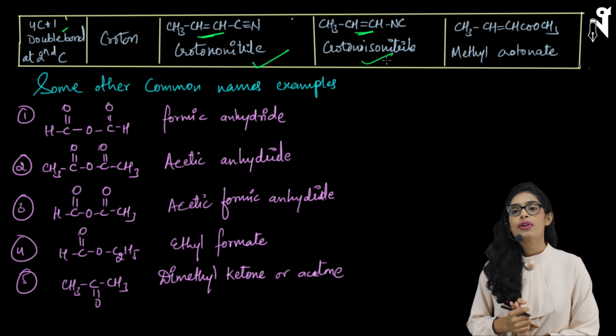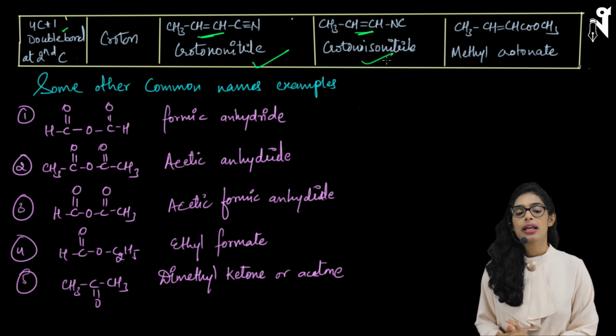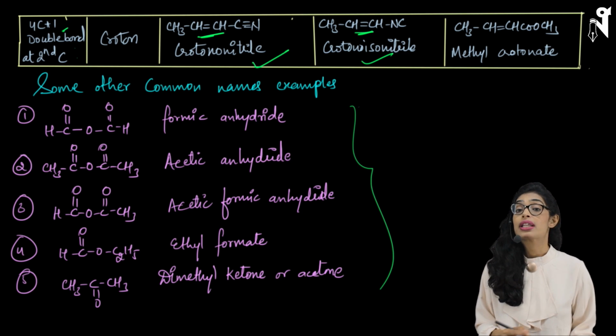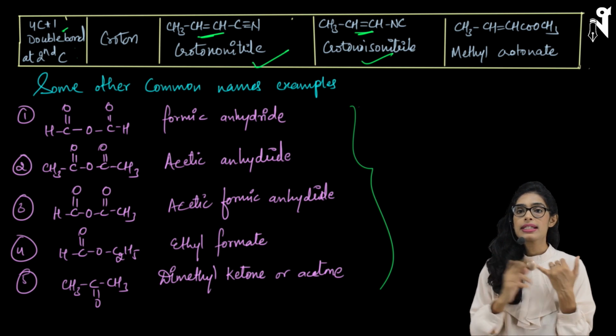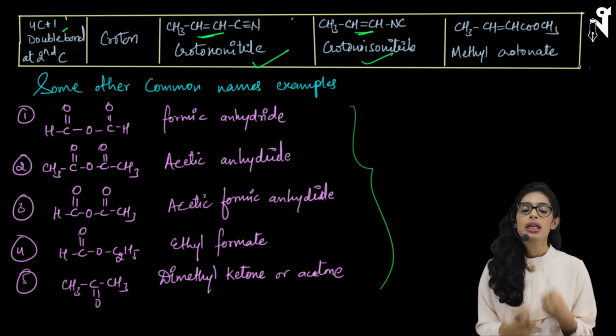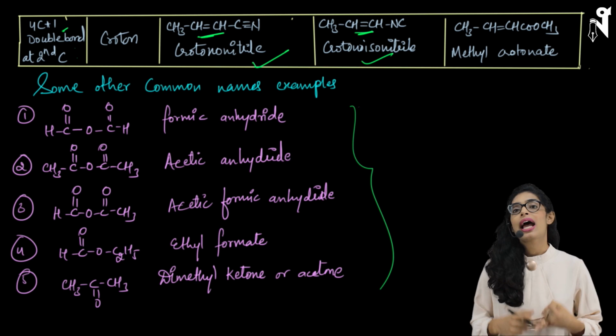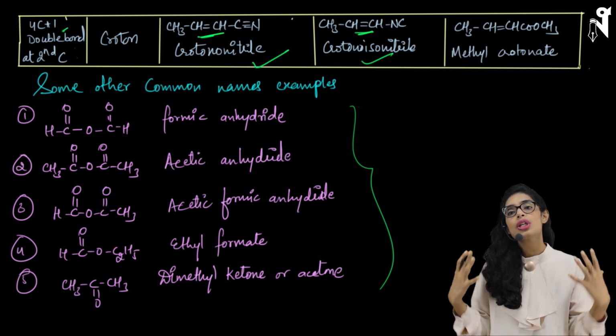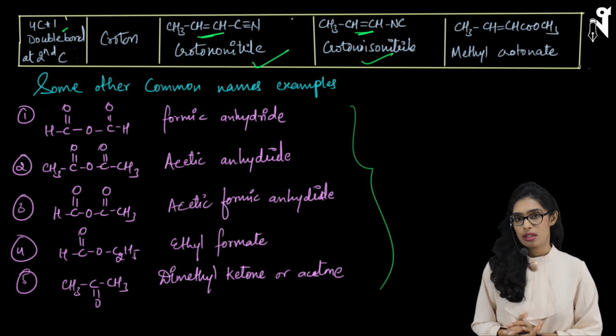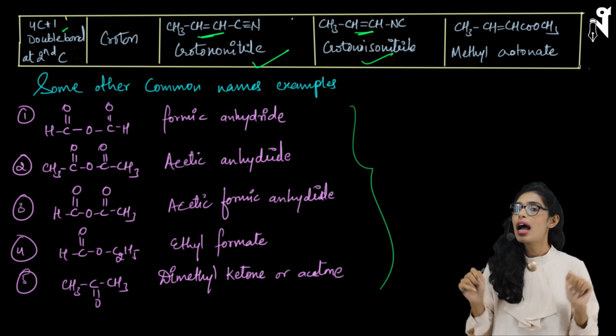Next, what we are left with is the ester naming and some other common names, which I'll cover in the next class because it will become too much for you to understand right now. So in the next class, we'll be talking about the ester naming, some other common names, and then what is required to understand the carbon chain properly to name it through the standard naming, that is IUPAC naming.